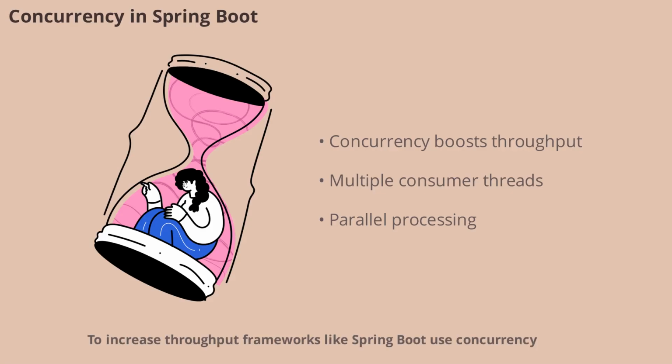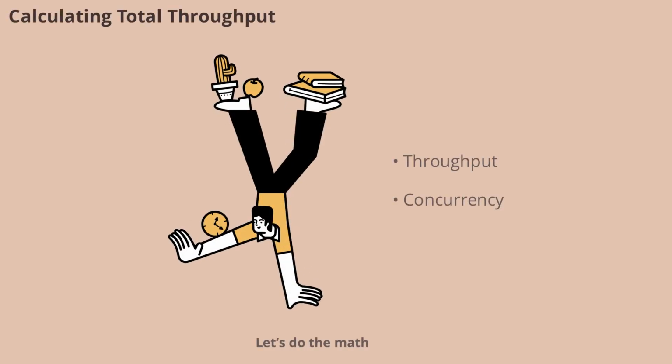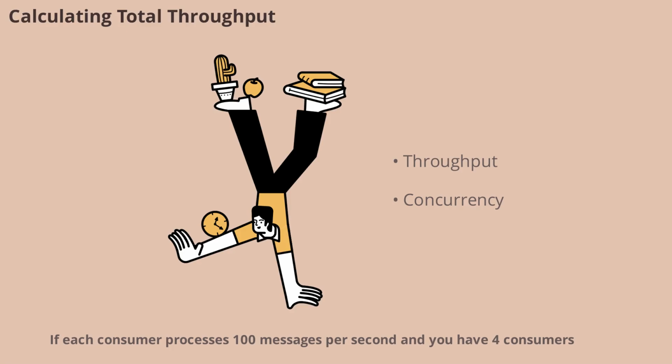To increase throughput, frameworks like Spring Boot use concurrency. By configuring a higher concurrency value, Spring Boot can create multiple consumer threads, each with its own Kafka consumer. For example, setting concurrency to 4 means you'll have 4 consumer threads and 4 Kafka consumers, all working in parallel to process messages faster. Let's do the math. If each consumer processes 100 messages per second and you have 4 consumers, together they can handle 400 messages per second. This linear scaling works as long as there are enough partitions and resources. It's a simple yet powerful way to boost your Kafka system's capacity.